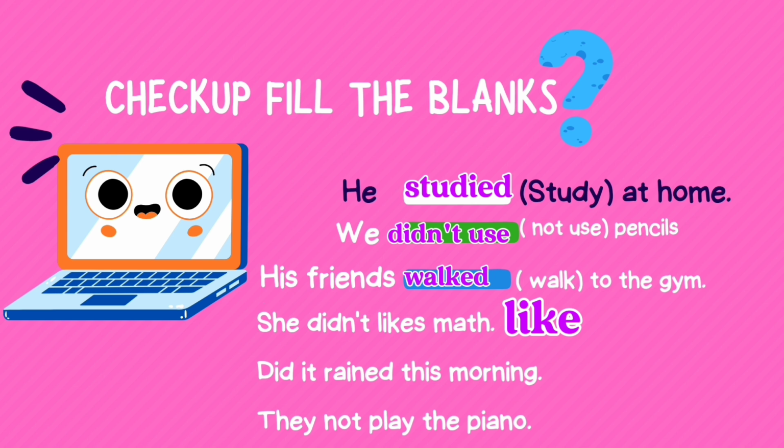The next sentence says, did it rain this morning? Now this is a question. In a question, it's right to start the sentence with did. Did it rain? Do you notice the mistake? Remember, we do not use the past tense form in the question. We use the base form of the verb. Did it rain this morning? And finally, they not play the piano. The verb is an action verb, so we need a did in front of the not. They did not play the piano.